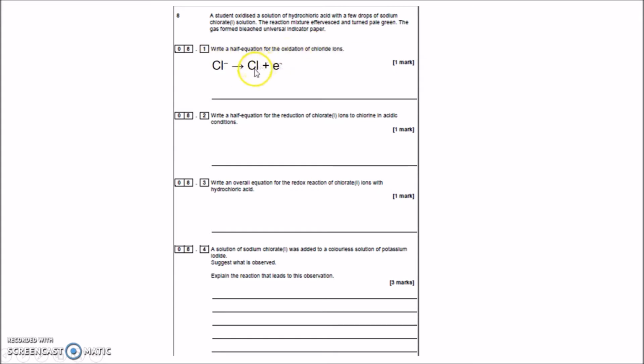Now if it's oxidized, oxidation is loss, so the Cl minus ion is losing an electron. If it's been oxidized, it's lost its electron, and it's lost the minus charge. It had a minus charge, which means it gained an electron. Now the electron comes off and it's just become Cl. Don't be afraid, by the way, a half equation involves electrons. If you don't see any e minuses in a half equation, you've got it wrong.